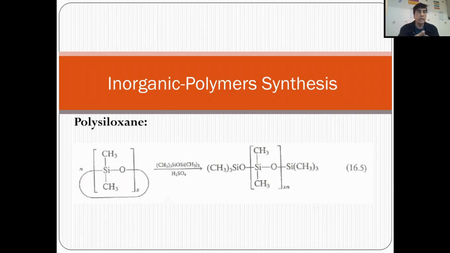Now sometimes we are required to make a cross-linked polysiloxane. So instead of using a di-substituted silanol, we use a tri-substituted one, and then a cross-linked polymer can be produced. But once the cross-linked polymer is produced, you cannot reshape the material. That is why it is not very useful.